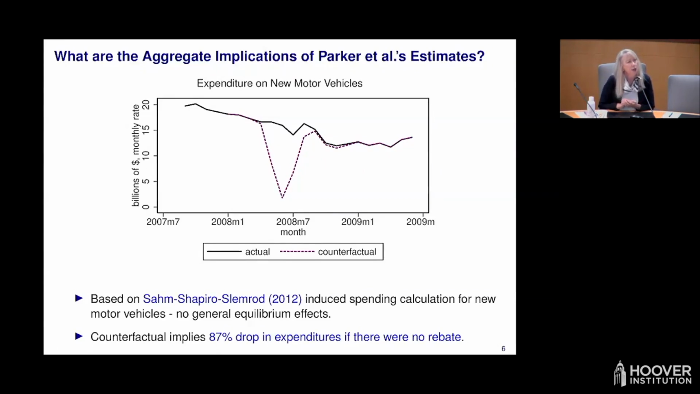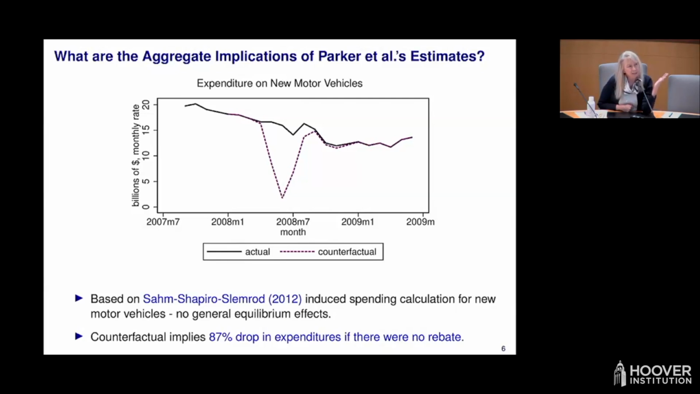Well, what I actually did in a discussion years ago, and then what we do in our 2008 paper, we say, okay, let's create a counterfactual. Let's take that induced spending and subtract it from the actual and see what it implies would have happened had there been no rebate. Now, this is a simple micro accounting exercise because it doesn't take into account general equilibrium effects or any effects on the auto industry. It's just a simple accounting exercise.